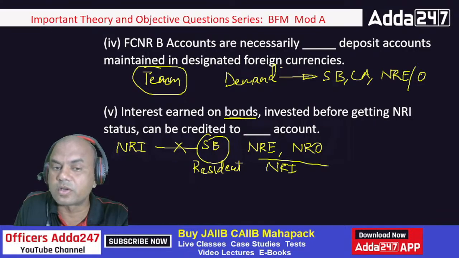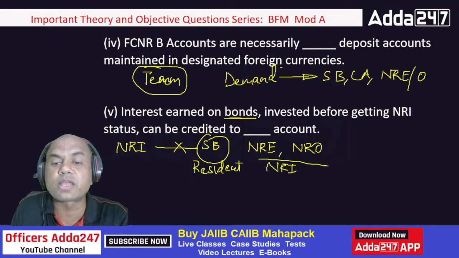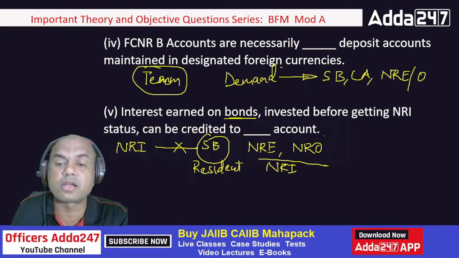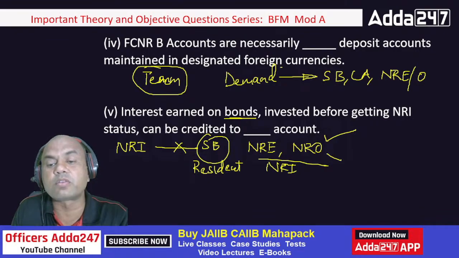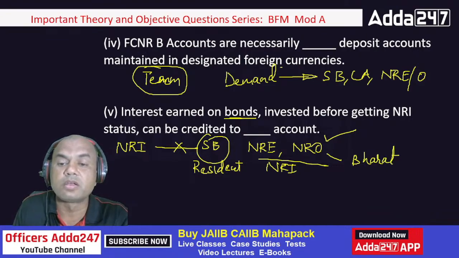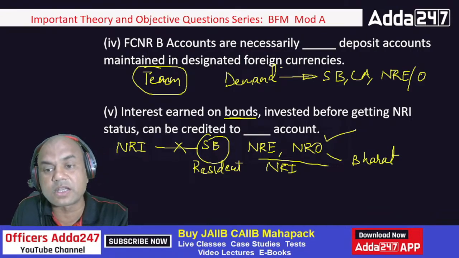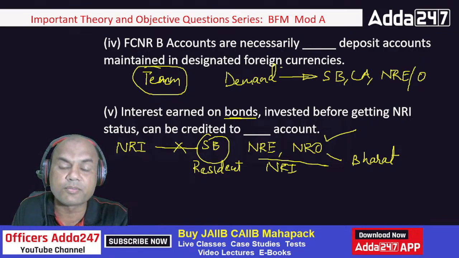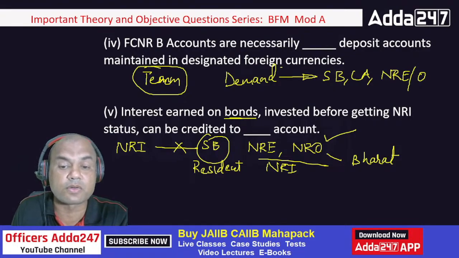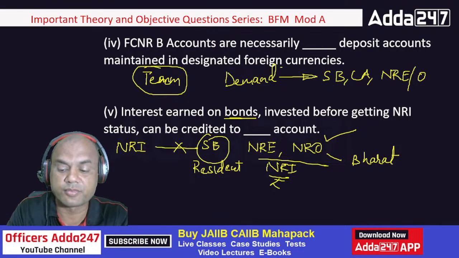So interest earned on bonds invested will be credited where? Either of these two accounts. I can't credit it in the FD account because term is an FD account. So it'll be credited in NRO. Always remember, in NRO, the funds generated within India can be credited. And in NRE, the funds generated outside India can be credited. But both are rupee accounts. Got it?